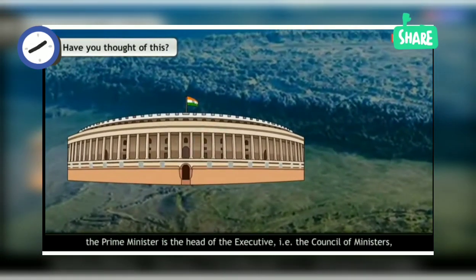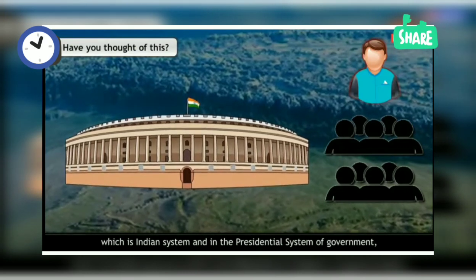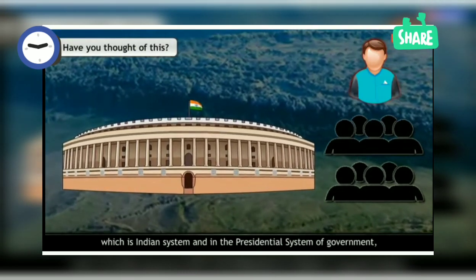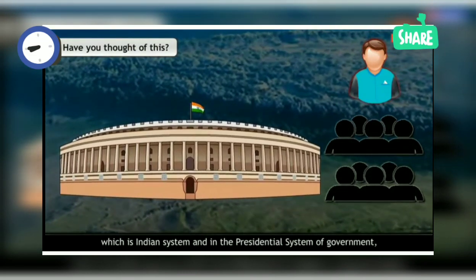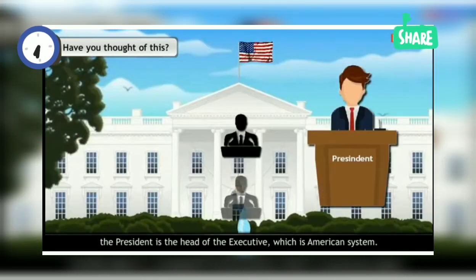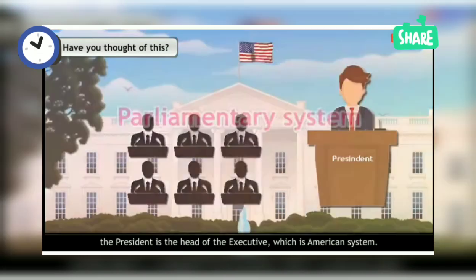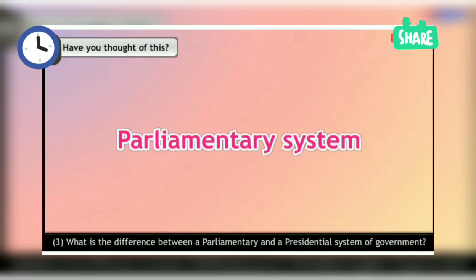In a parliamentary system of government, the head of the particular political party is the prime minister, and his companions are known as the council of ministers, which is the Indian system, that is the parliamentary system. And in the presidential system of government that is used in the USA, there will be a president who will be the head of the country, and his companion, that is the executive, which is the American system.